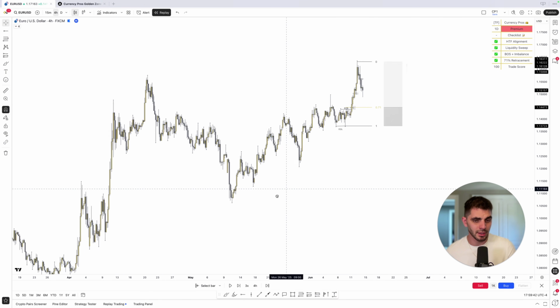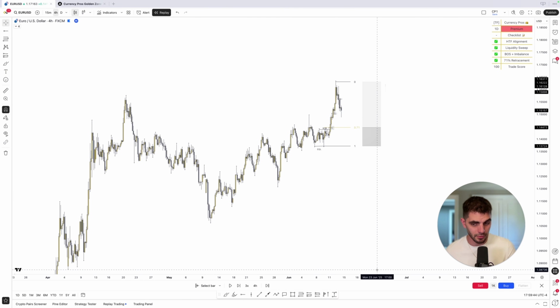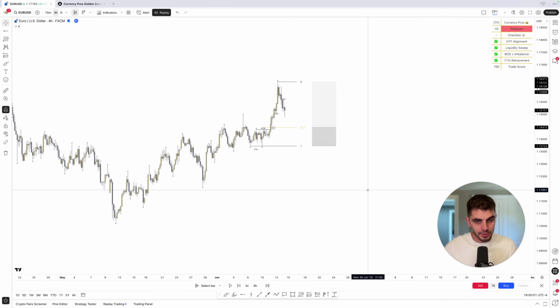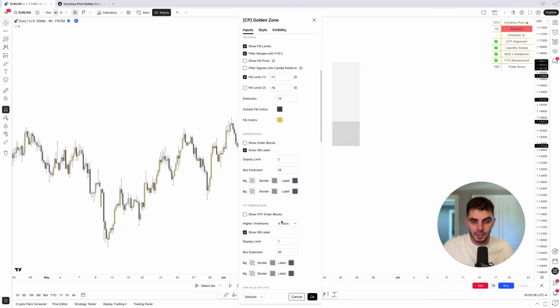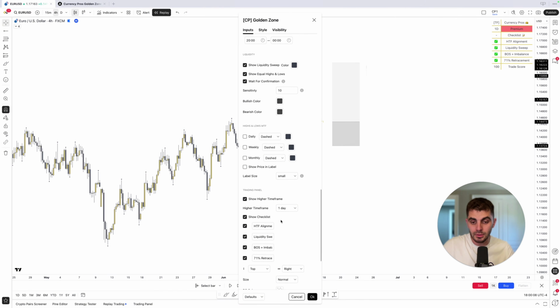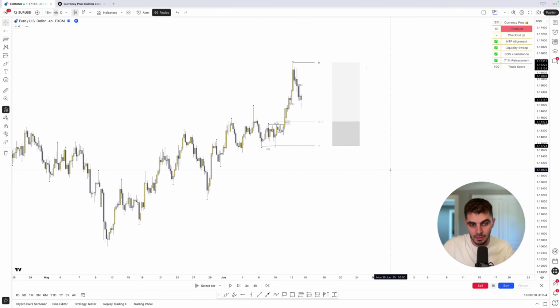So it's highly unlikely that we're going to all of a sudden see a massive reversal to the downside without any sort of fundamentals factoring into play. So just based on technical analysis here, we'd like to continue the trend, right? So what I'm going to go ahead and do is open up the indicator settings and scroll down all the way to the checklist. And I'm going to deselect higher time frame alignment. Now you're going to see how that applies to the checklist here.